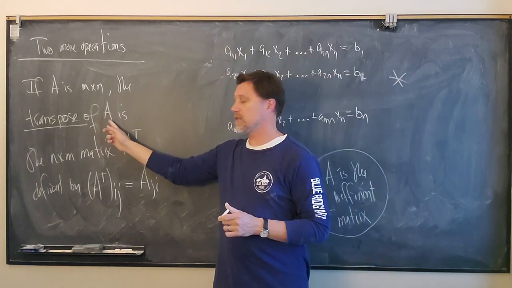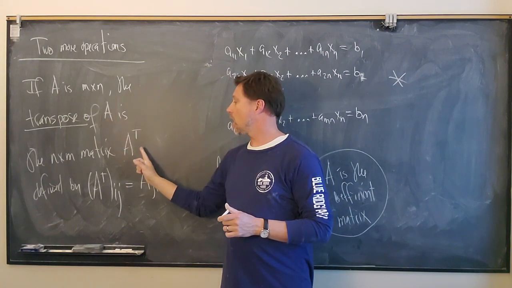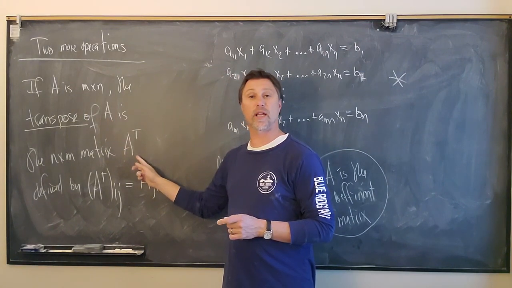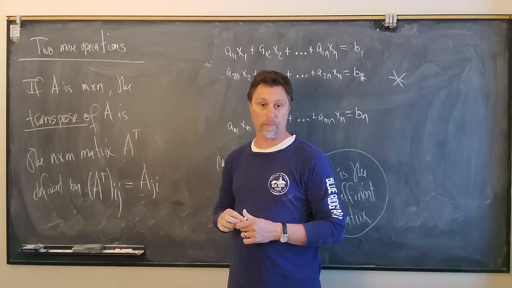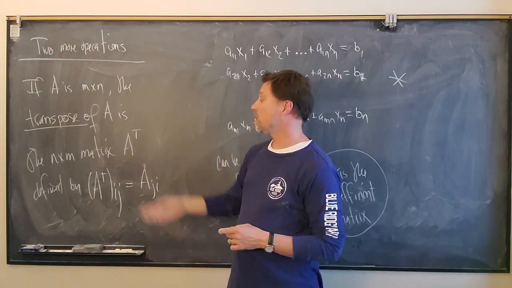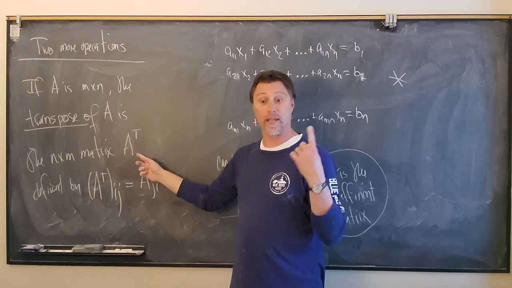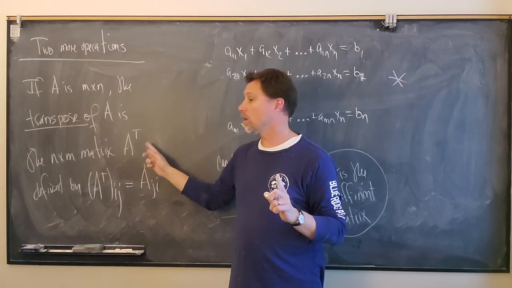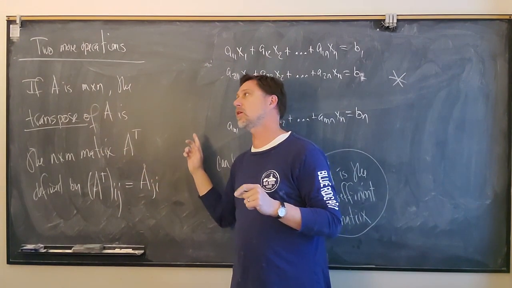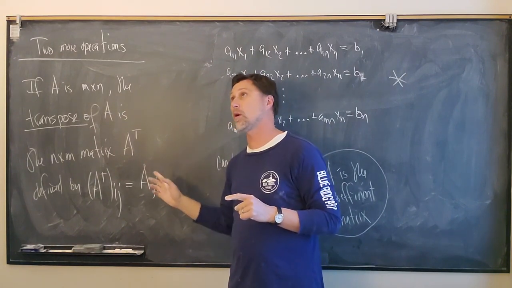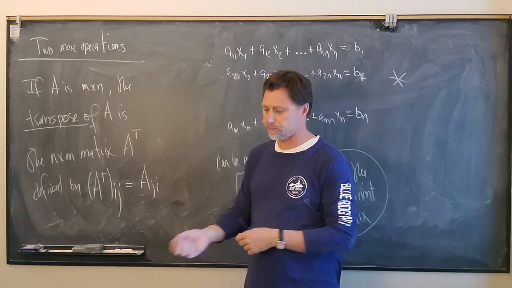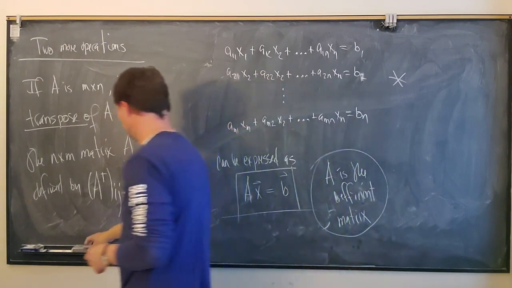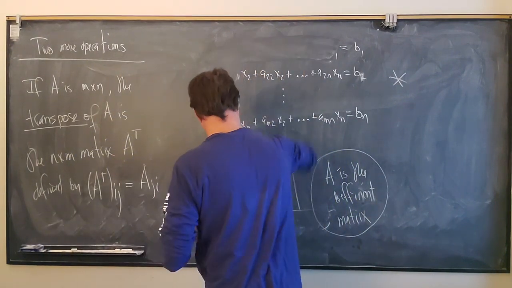So what this is saying, starting off with matrix A, to get this matrix called the transpose, you interchange the roles of row and column. So the rows of A are in order the columns of A transpose, and the columns of A are in order the rows of A transpose. Hope I said that right. So let's do an example just to make it clear.